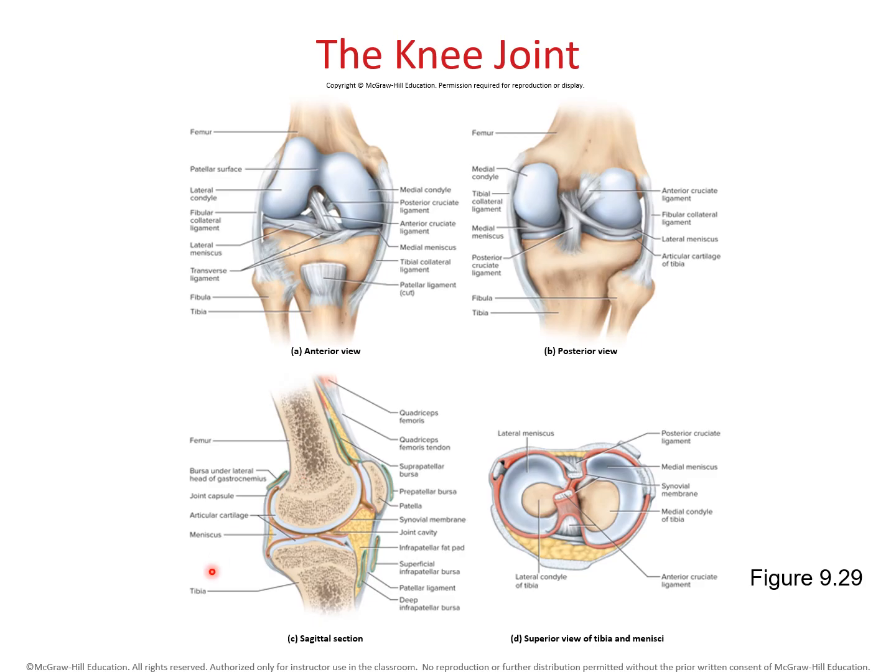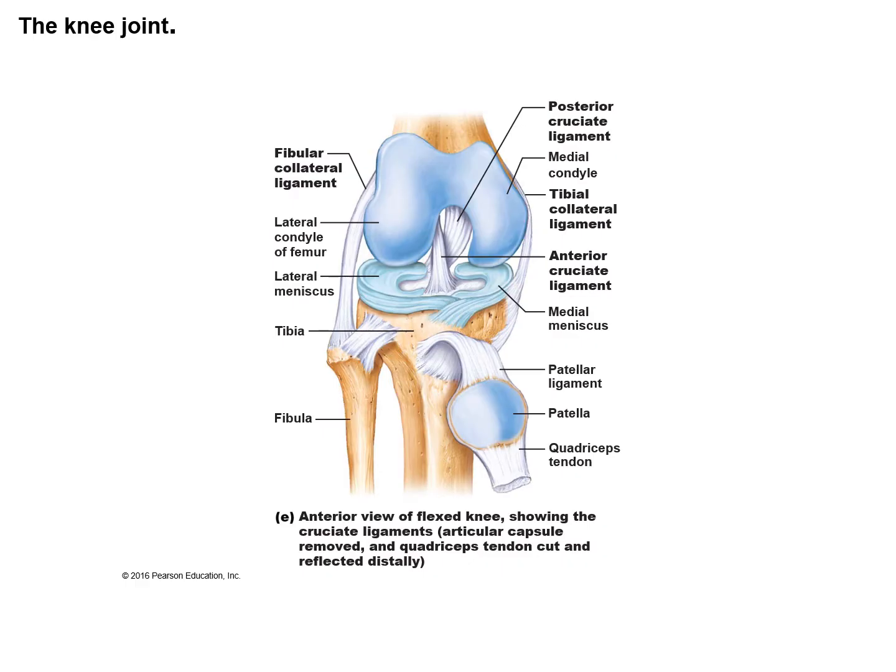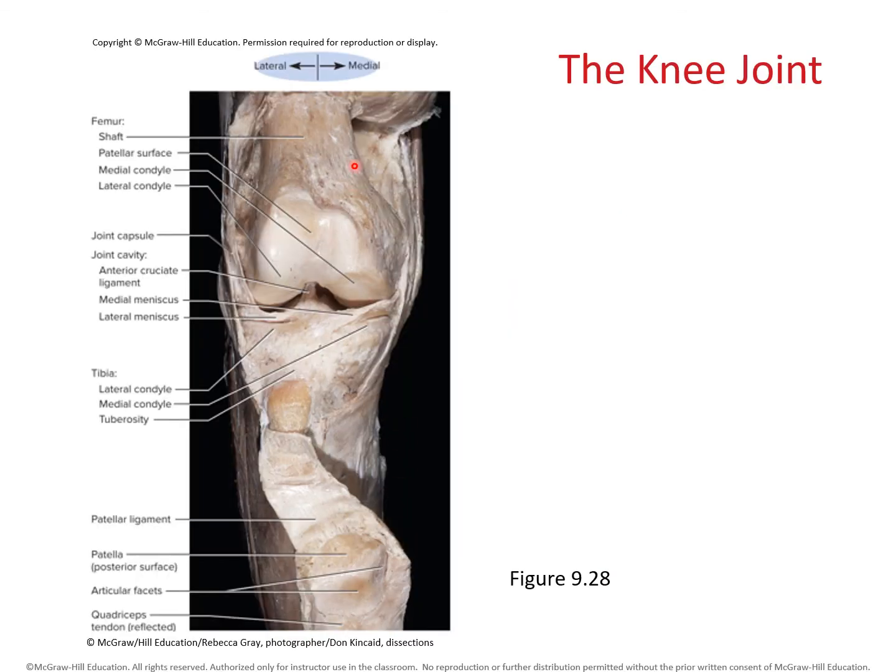Another real detailed close-up look of that knee joint. Here's the knee joint again, just showing you multiple pictures of it. Here's an actual human dissection of a knee, and again, pointing all the parts out if you want to see what that looks like on the human.